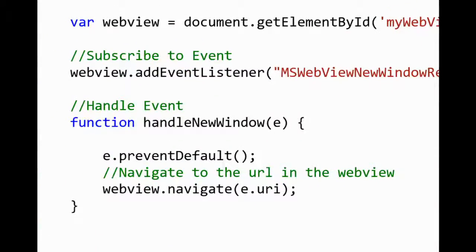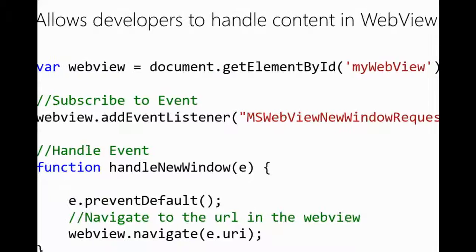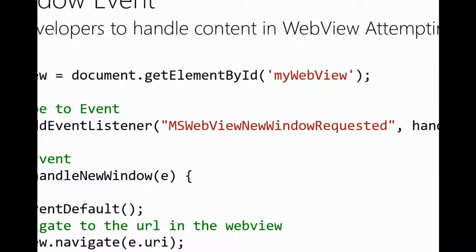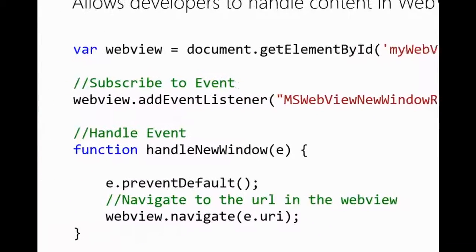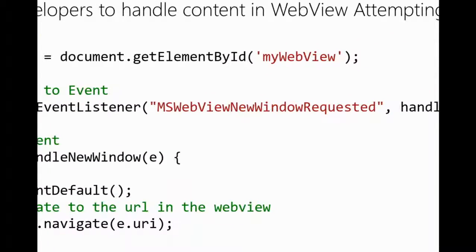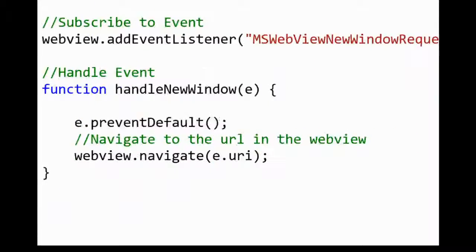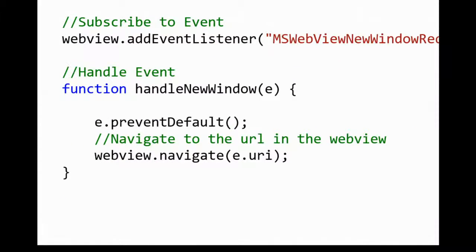default, which means you get an access to, so that thing says let me get an instance of the web view. Let me go ahead and listen to this finely named thing called MSWebViewNewWindowRequested, and go to this function down here. If I say e.preventDefault, it means do not do the default behavior of opening up in a browser. Instead, you get to choose what it would do.